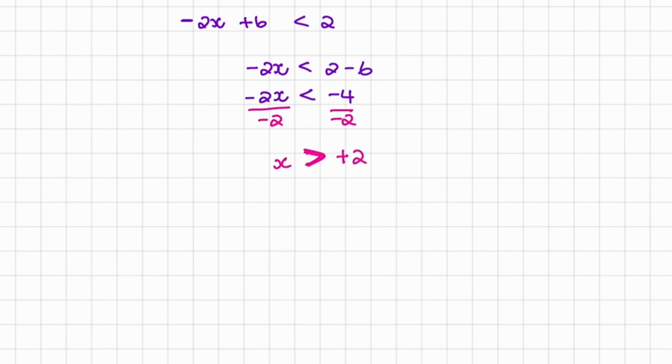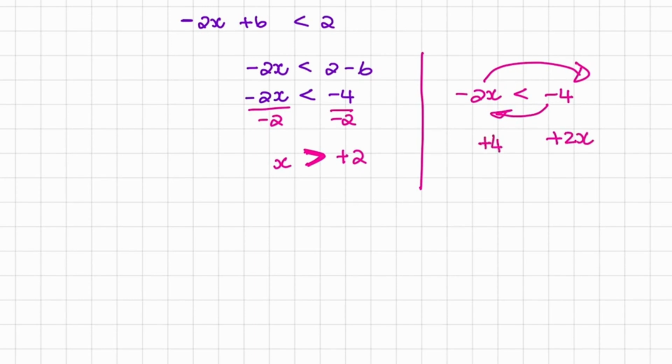Notice that when we divide by a negative, the direction of the inequality changes. Now let me show you why that happens. So if we had negative 2x smaller than negative 4, and we move the negative 2x to the right-hand side, it will become plus 2x. And if we move the negative 4 to the left-hand side, it will become plus 4.